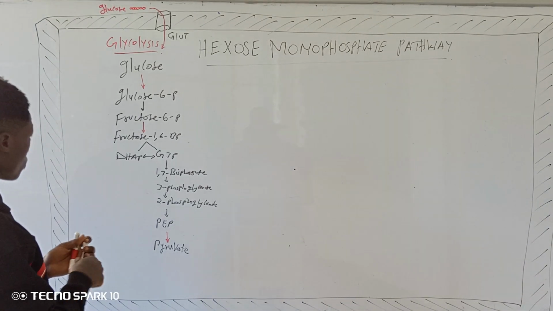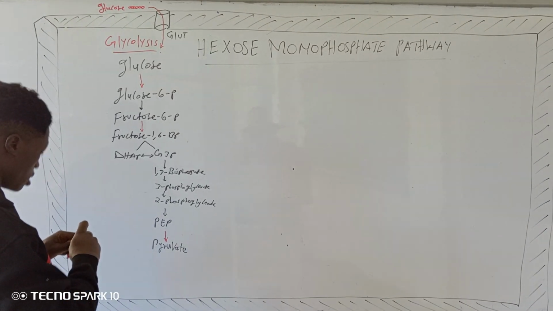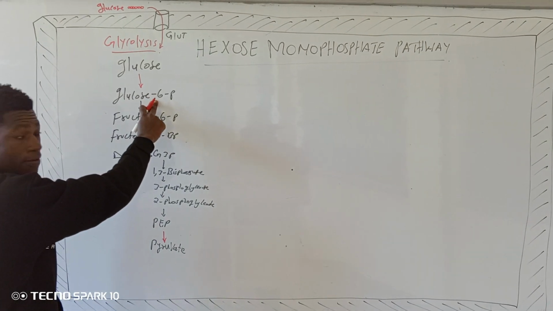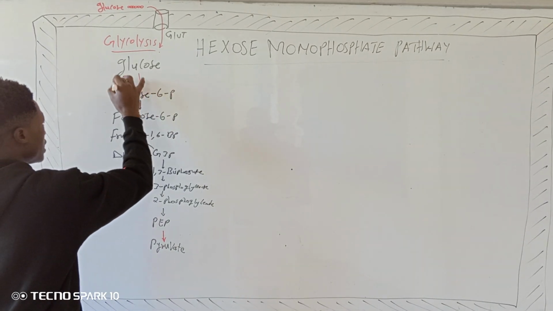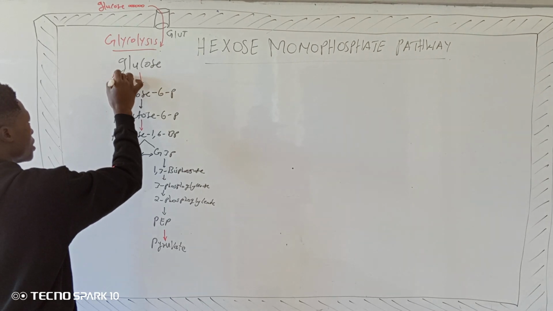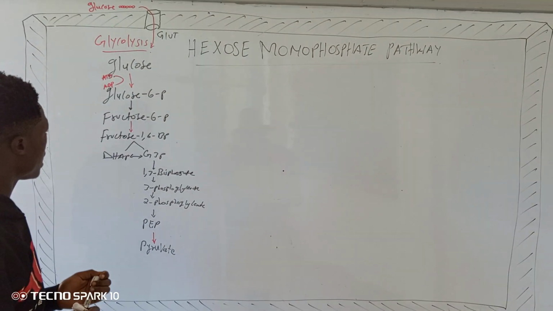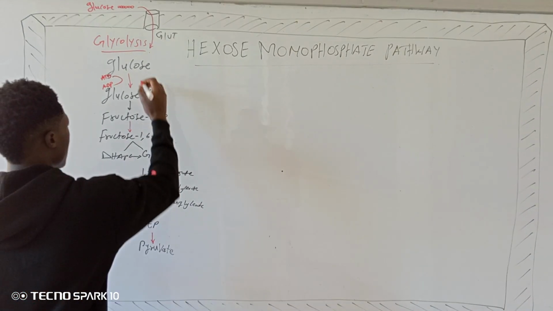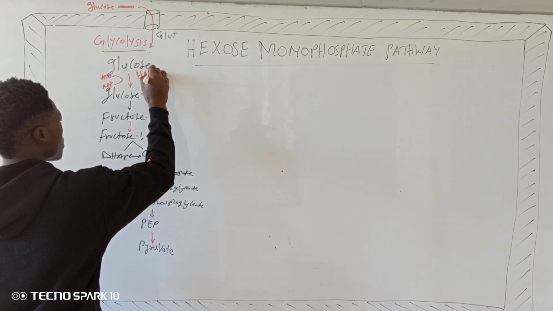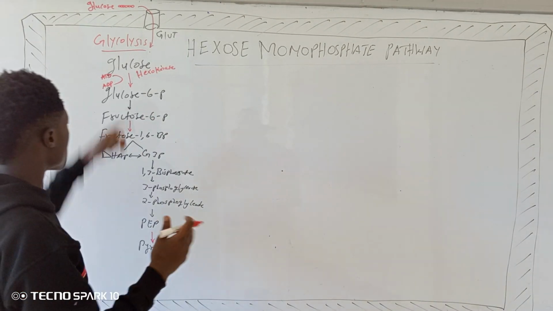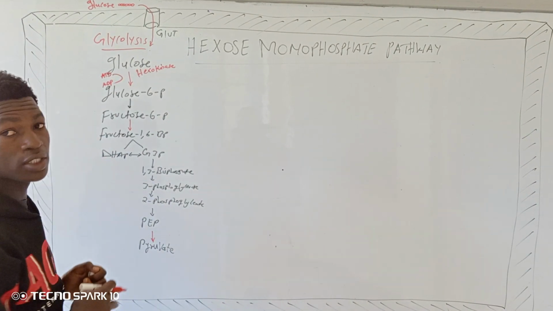Now, let's see. For glycolysis, glucose gets inside the cell and is going to be converted to glucose 6-phosphate. That means it's going to be phosphorylated and you are going to use ATP. This is going to be reduced to ADP. Right? And this is enhanced by an enzyme called hexokinase. It's a kinase going to phosphorylate glucose to form glucose 6-phosphate.